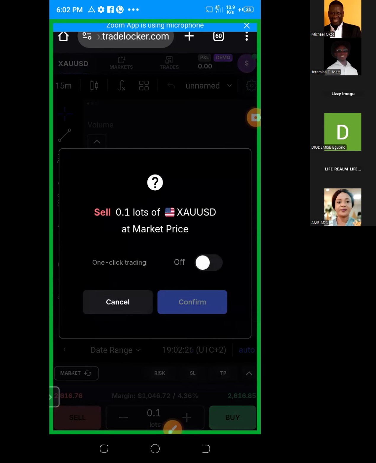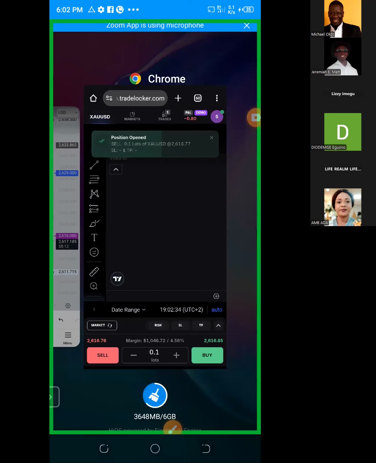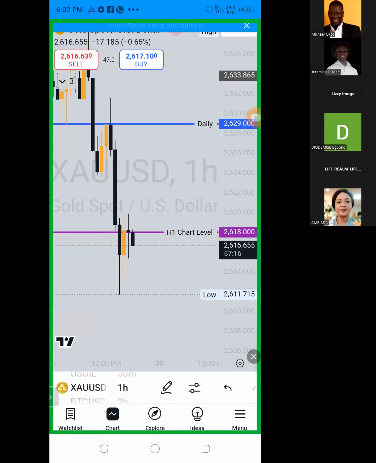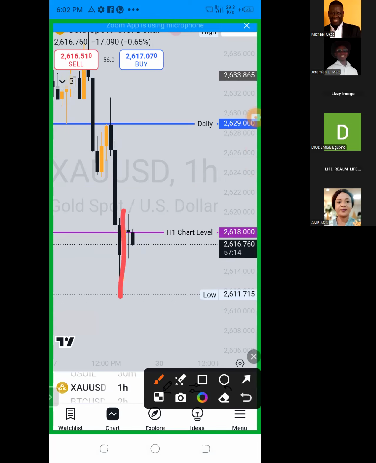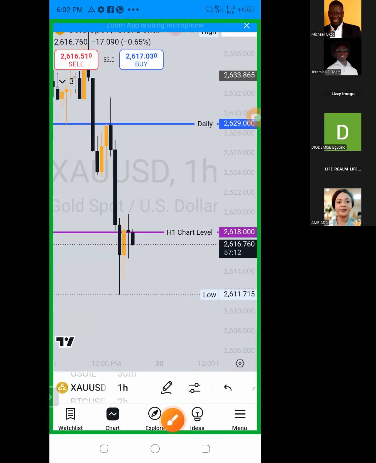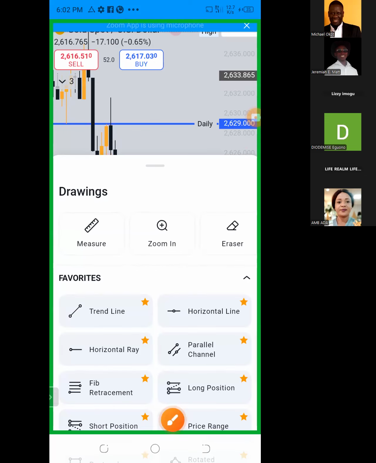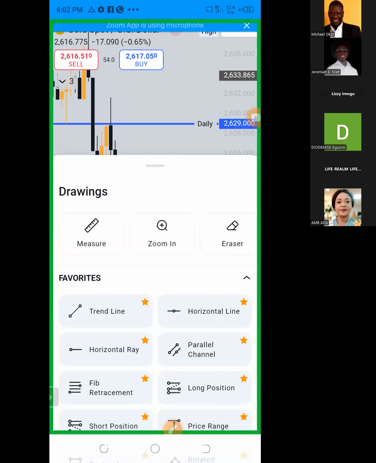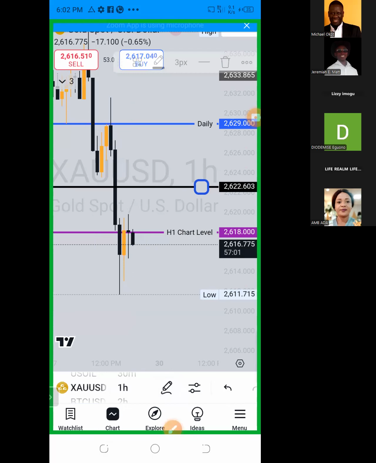So it's not that the market does not have direction. It's not so. And the reason I sold is because this was a support before. Price broke this support, it went and retested it, and I'm selling. My stop loss now will be here. I'm putting my stop loss here.